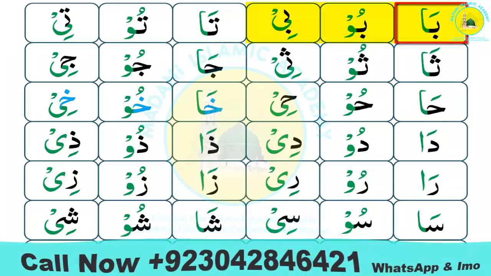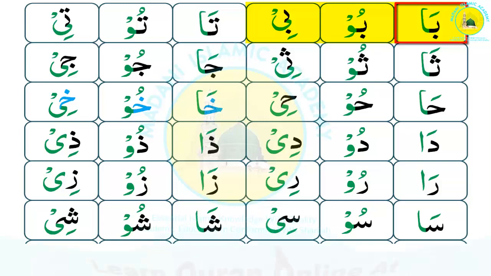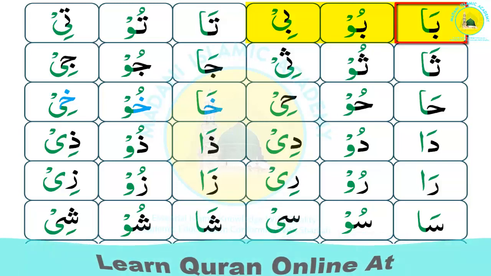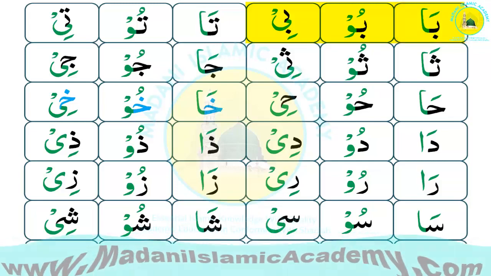Now what happens is we are going to stretch the ba twice. So first of all, if it's just a ba zabar, we would have read ba zabar ba. But because it's got an alif next to it, we are going to read it as ba alif zabar ba. So we're going to stretch it.